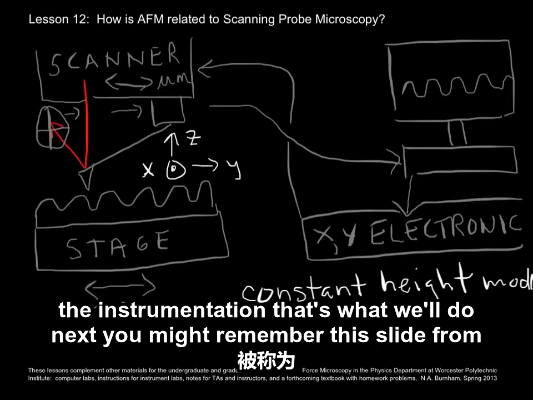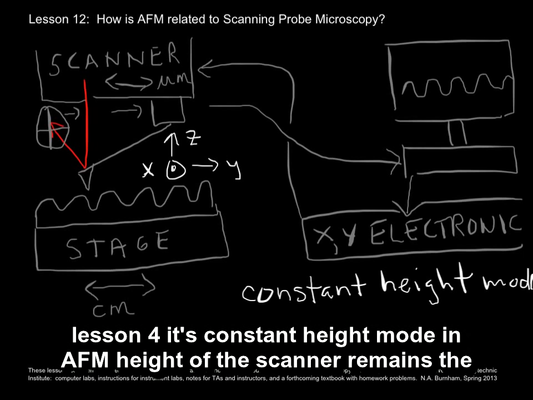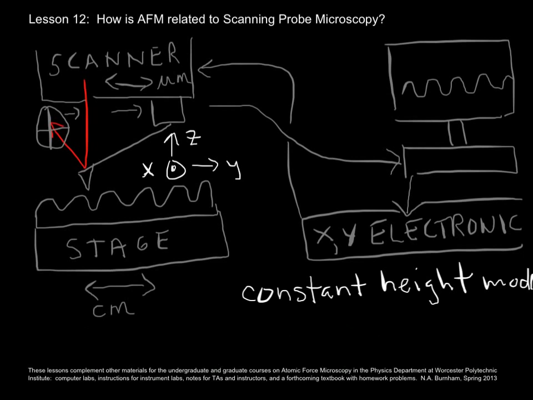You might remember this slide from lesson 4. It's constant height mode in AFM. Height of the scanner remains the same. It rasters back and forth in X and Y, and you record the deflection of the cantilever as a function of X and Y position of the scanner.